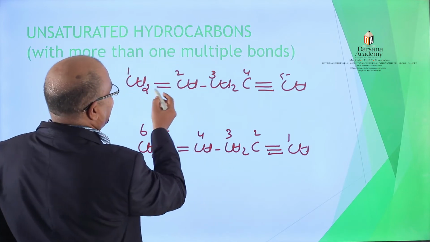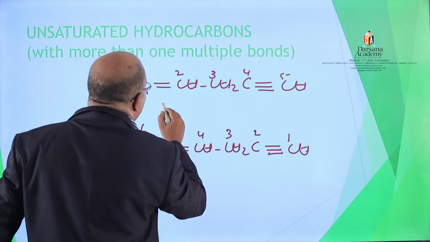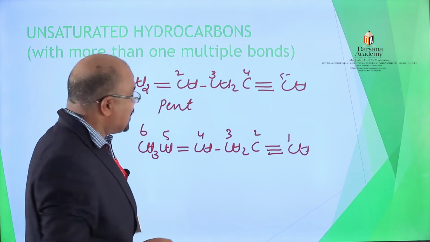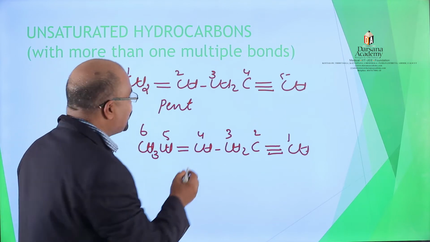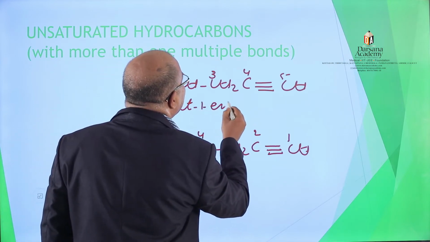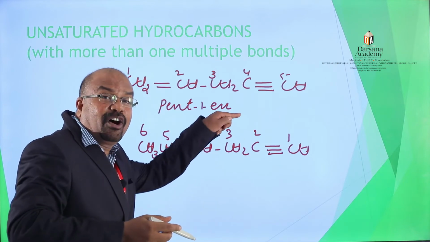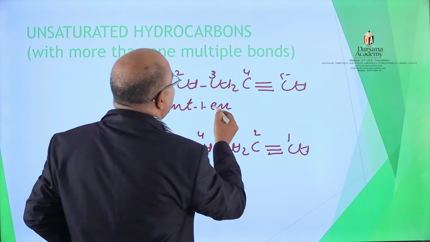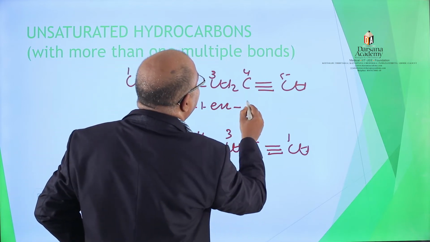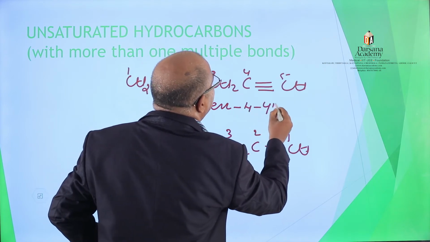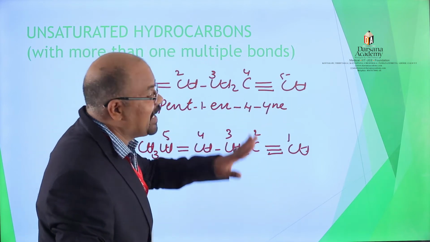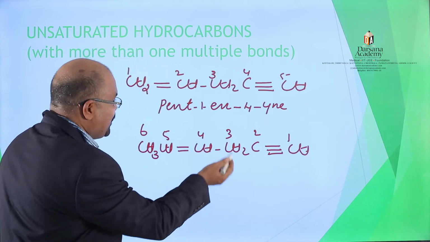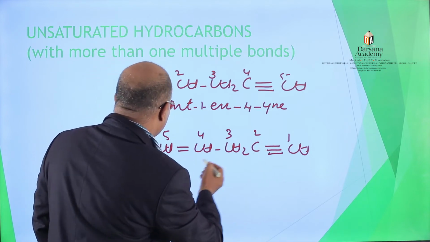See, here 5 carbon atoms are present, so the root word is pent. Next is the position of the double bond, so pent-1-en. We drop the E of the primary suffix. Then the triple bond is at the fourth position, so pent-1-en-4-yne. Clear?